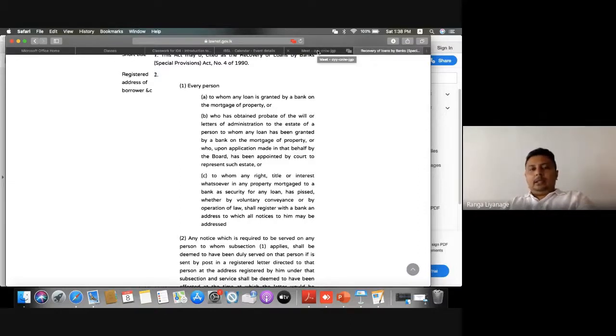Then thirdly, the borrower means a person who has borrowed money, or if he is dead, who has obtained the probate, that is the executrix, or to whom any right, title or interest whatsoever in any property mortgaged to a bank as security for any loan has passed, whether by voluntary conveyance or by operation of law, shall register with the bank an address to which all notices to him may be addressed. Now, voluntary conveyance. For example, right, title or interest whatsoever in any property mortgaged to a bank has passed.